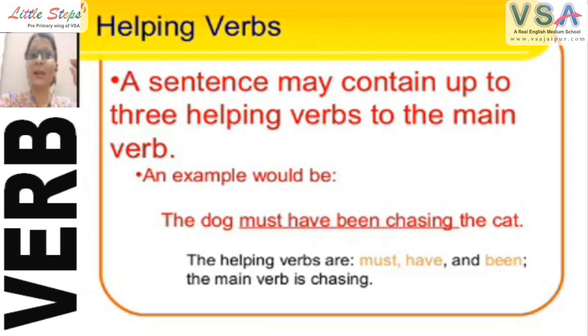Let's move further and know about other points about helping verb. A sentence may contain up to 3 helping verbs to the main verb. An example, the dog must have been chasing the cat. The helping verbs are must, have and been. The main verb is chasing. तो एक sentence जो है वो more than one helping verb भी contain कर सकता है, as here in the sentence below.